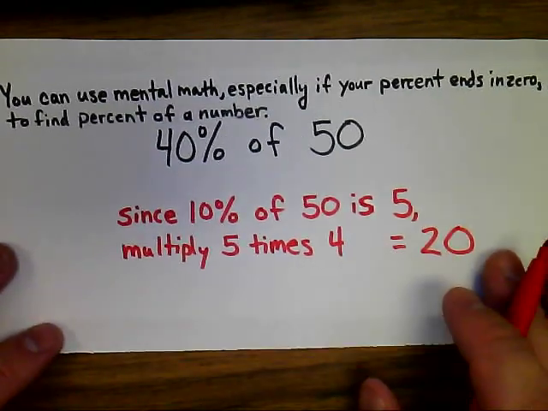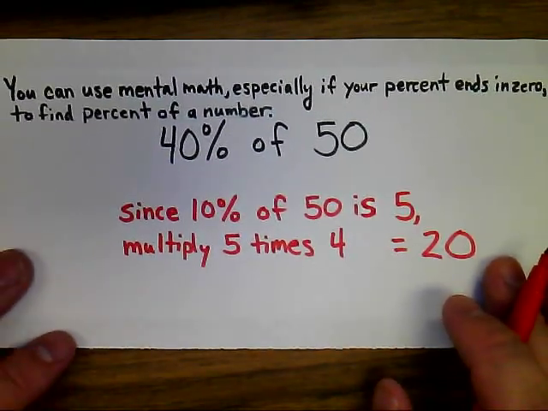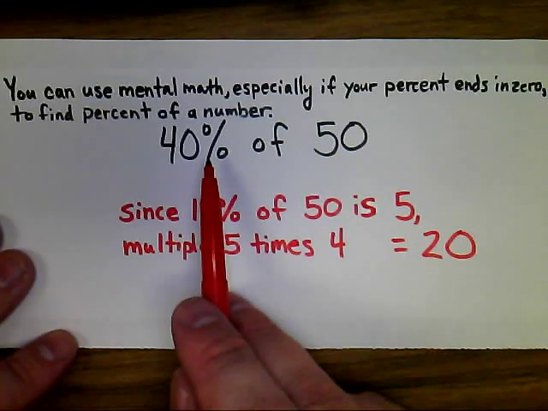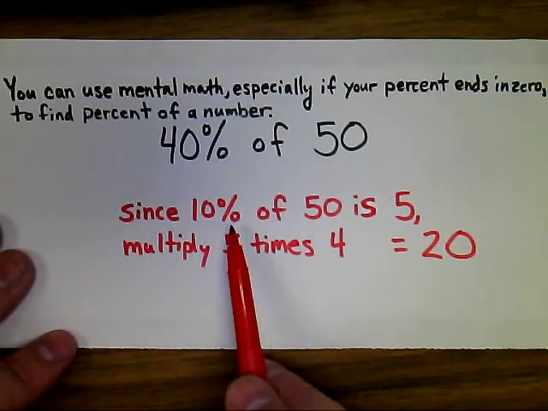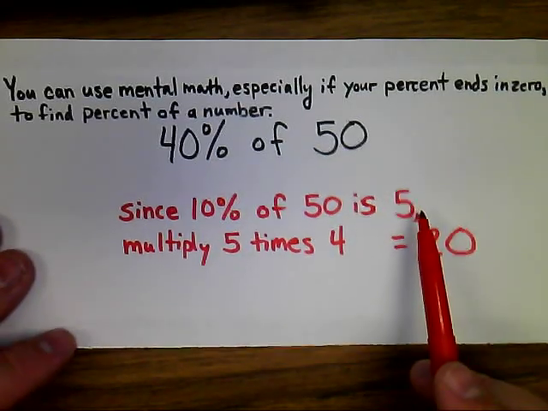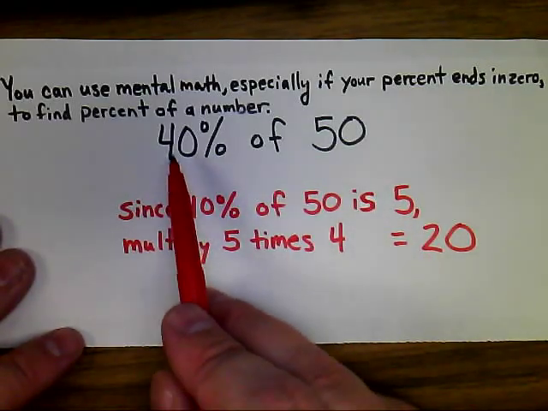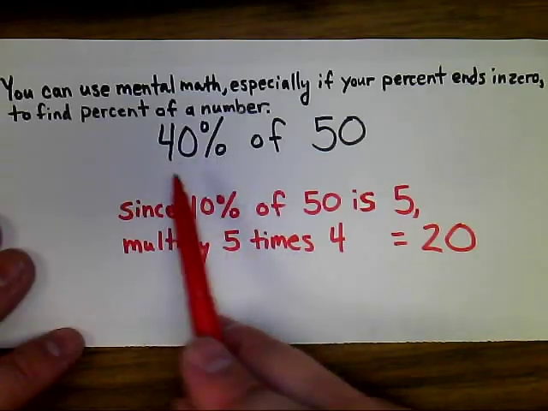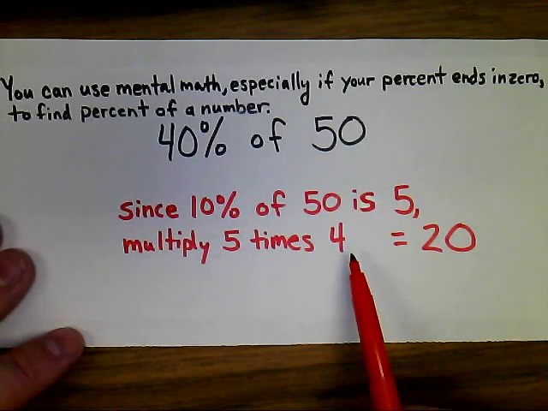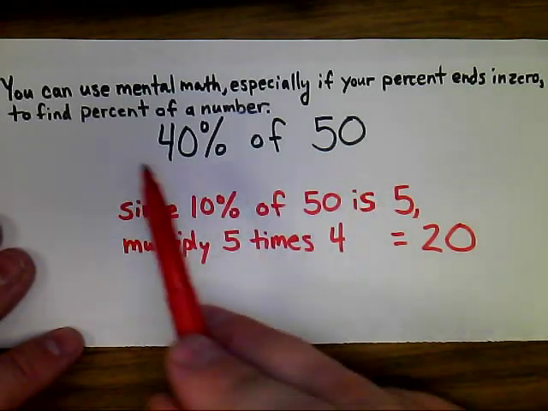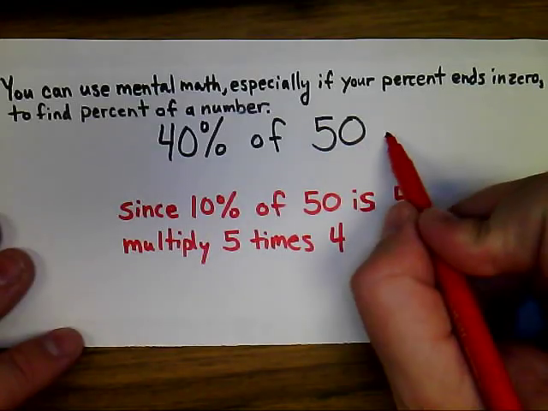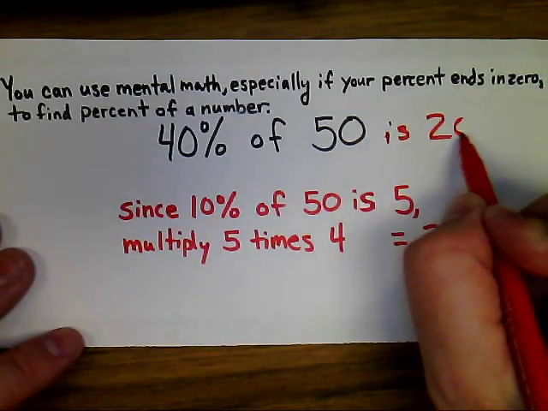So you can use that mental math, especially if your percent ends in a 0, to find a percent of a number. So to find 40% of 50, since 10% of 50 is 5, you would multiply 5 times 4, because 10 times 4 is 40. You'd multiply 5 times 4 to get your answer of 20. So 40% of 50 is 20.